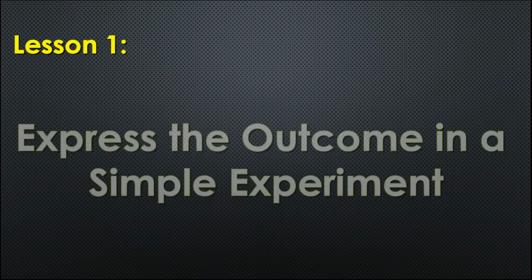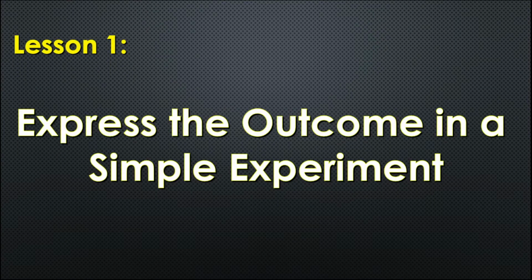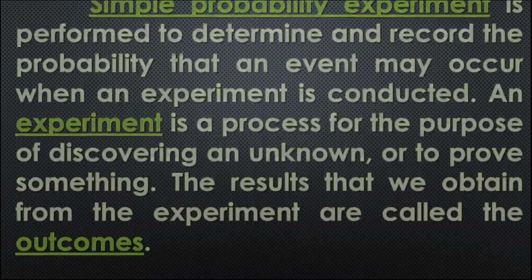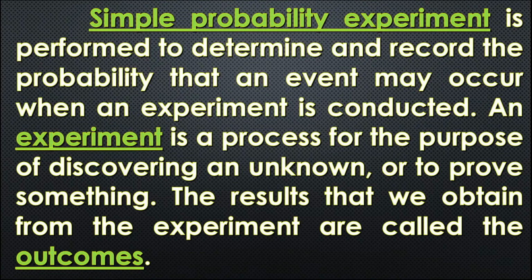Lesson 1. Express the outcome in a simple experiment. Simple probability experiment is performed to determine and record the probability that an event may occur when an experiment is conducted. An experiment is a process for the purpose of discovering an unknown or to prove something. The results that we obtain from the experiment are called the outcomes.